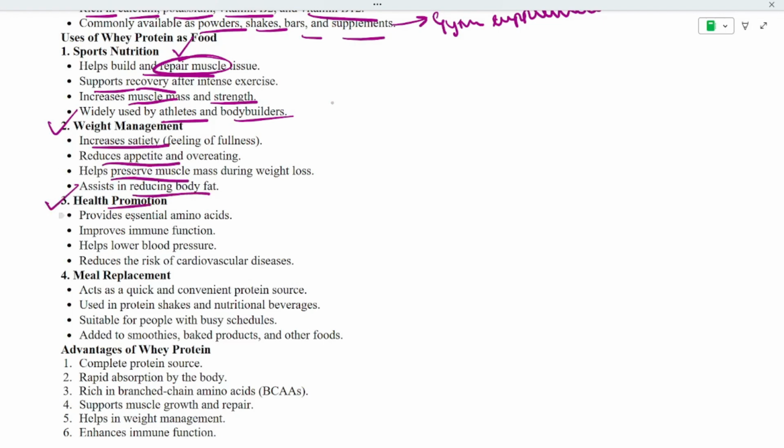Health promotion: if you have essential amino acids in your body, health will be promoted and it improves the immune system, that is, immune function will be increased. Low BP: it helps with blood pressure and the risk of heart disease will decrease. Next, meal supplement: you can use it as a one-time meal and all.